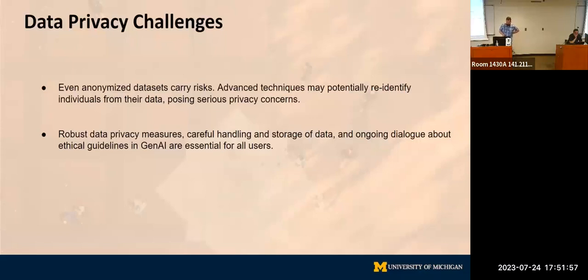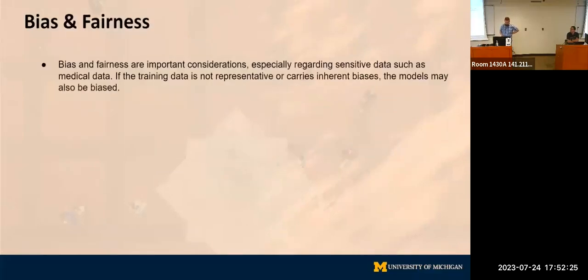Robust data measures and careful handling of data are very important, especially an ongoing ethical dialogue for us to decide how to handle all this. There's a lot of talk around informed consent, which is really important. So then we need to ask every single person who uploads to the internet if their data can be used for AI or not, in which case AI development is going to grind to a halt. Is there some kind of middle ground? Again, it's an ethical question. I'm not going to answer it today.